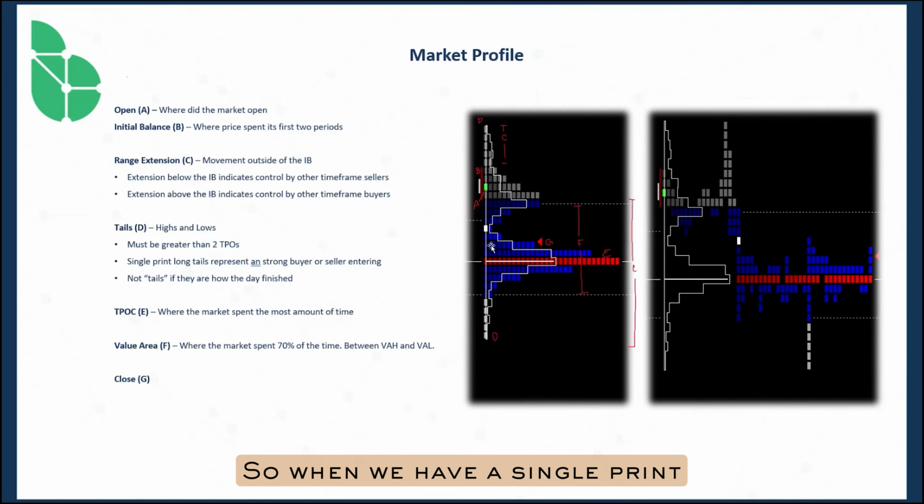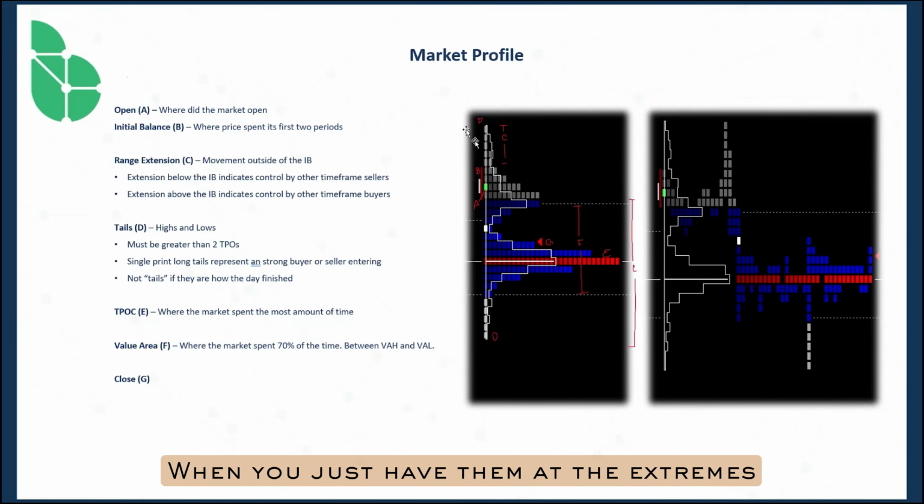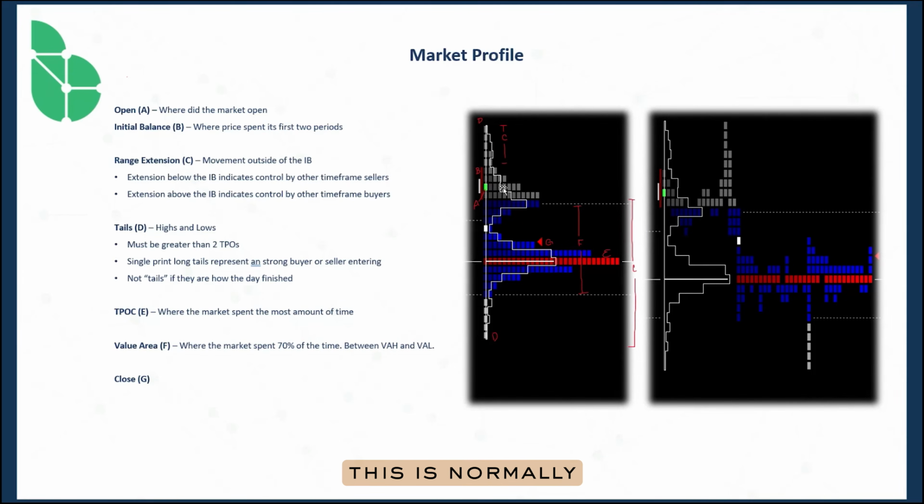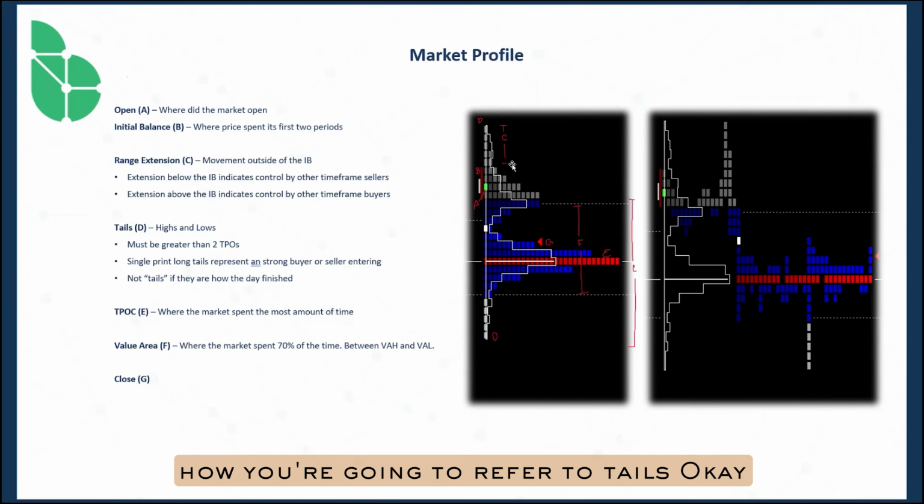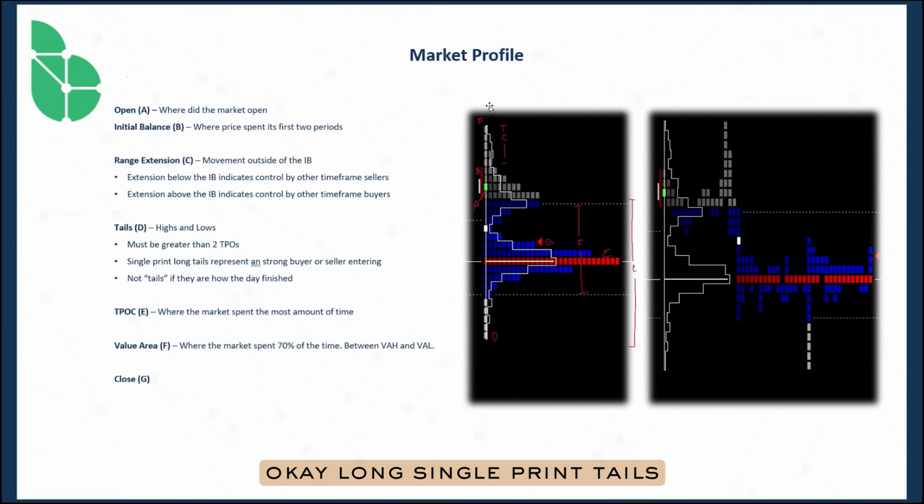When we have a single print within a structure, that's when you're normally going to be referring to single prints. When you just have them at the extremes, this is normally how you're going to refer to tails. And when you have long single print tails, in this case, it represents a strong buyer or a strong seller.